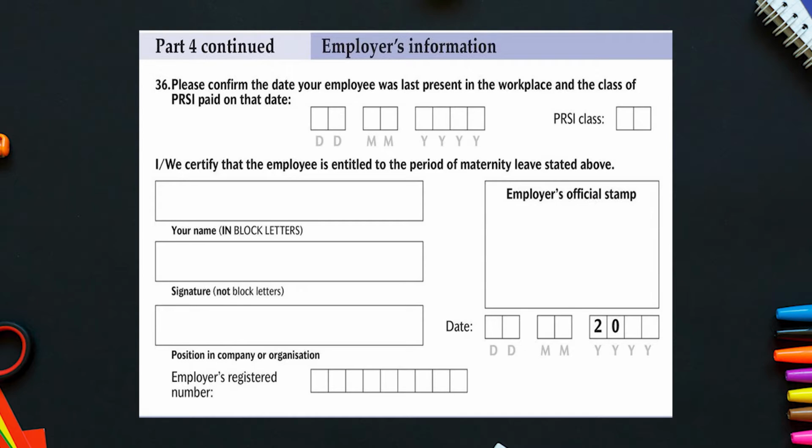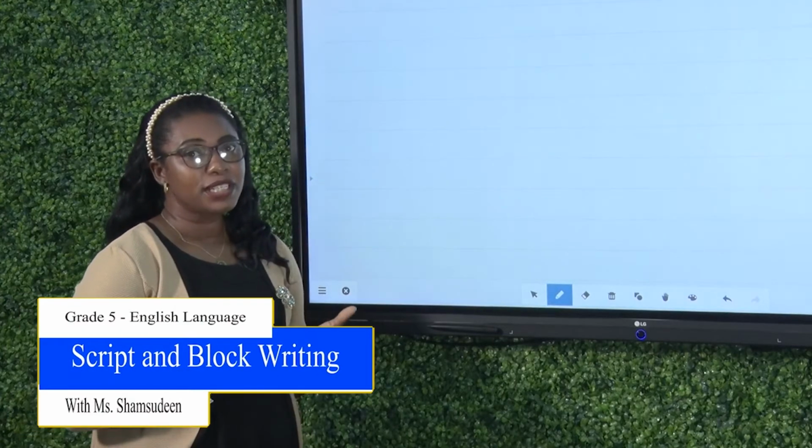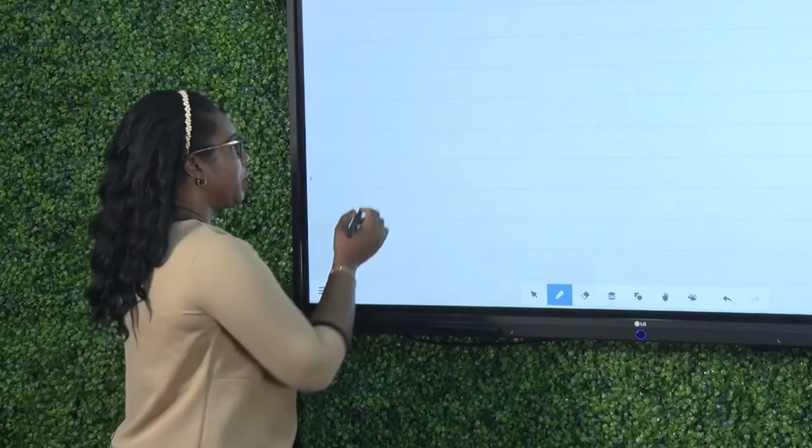So let's look at this example of the form. If you look carefully, the arrow is pointing to the part which requires you to write in block letters. And it says your name, specifically in block letters. So here you are writing your name in block letters. So what does that look like? Remember, if you have lines, you try to use your lines. If you don't, you try to write between the space provided, usually a box. And so you write within the box. But remember, all your letters must be in the uppercase or capital formation.